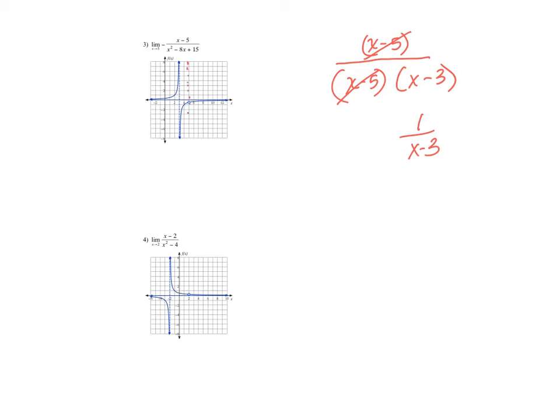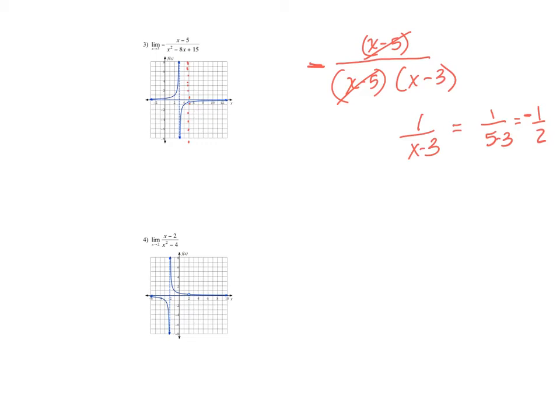We do see a donut, because even though the x minus 5 canceled, we cannot have a 0 in the basement, so 5 can't be allowed. But in this case, we could just plug in a 5 and get an answer. So we have 1 over 5 minus 3, and that does not give us a 0 in the basement, so that would be 1/2. But there's a minus sign in the front of this equation, so it'd be negative 1/2. That would be your limit as x approaches 5.